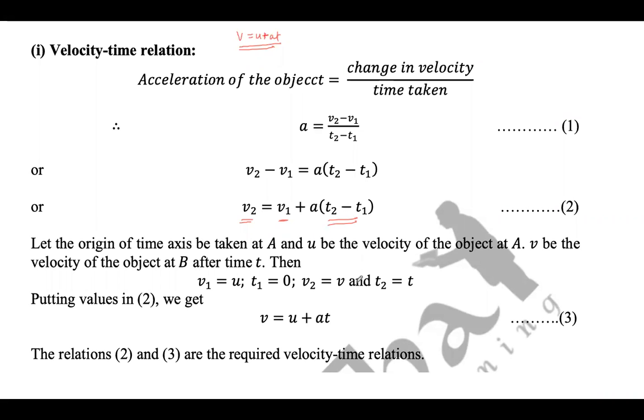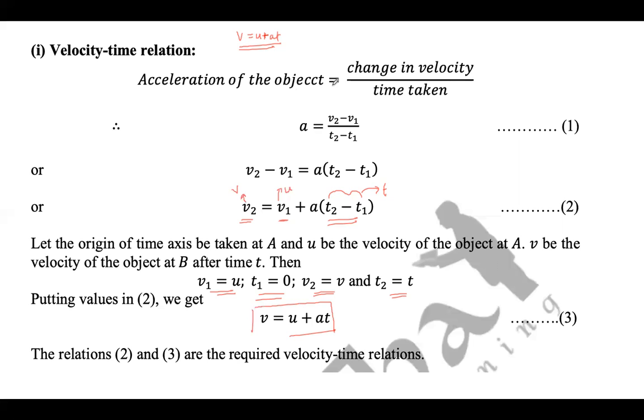So if we take t1 equal to 0, let's say initial velocity is u, and final velocity is v, and time t2 is equal to t. So this t2 minus t1 is replaced as t, and v1 is replaced as u. This is the velocity at time equal to 0, and this is the final velocity. So the equation v is equal to u plus at comes.